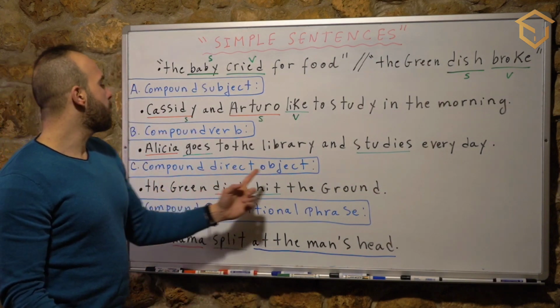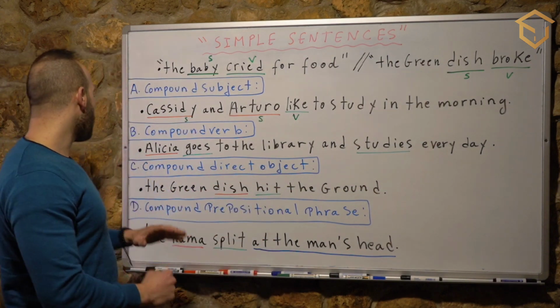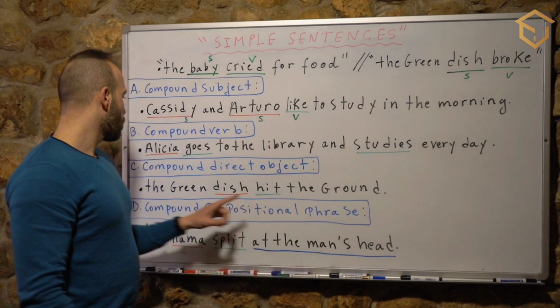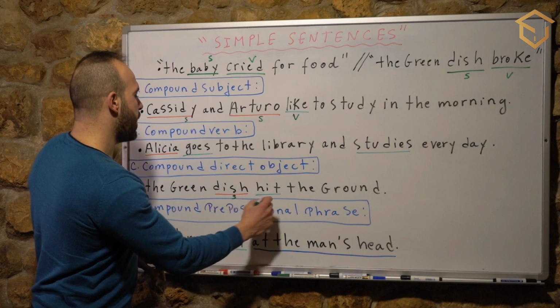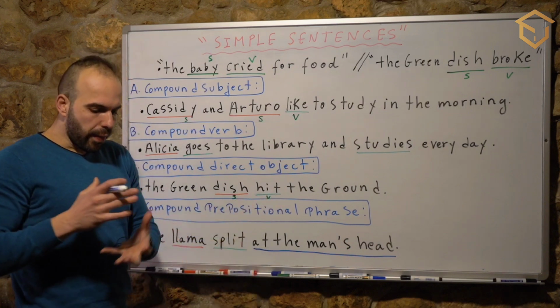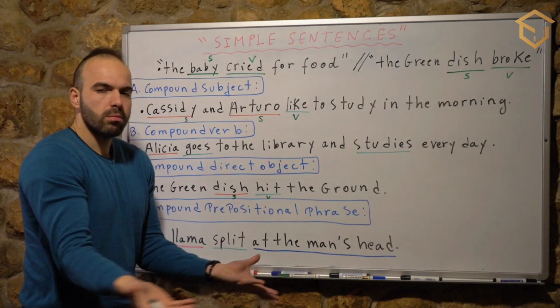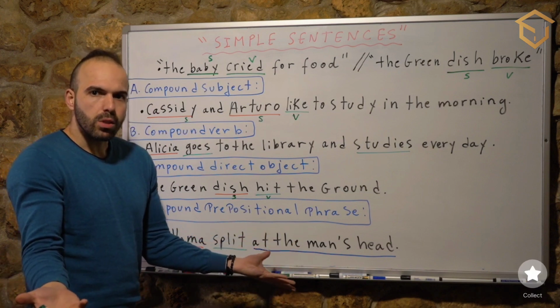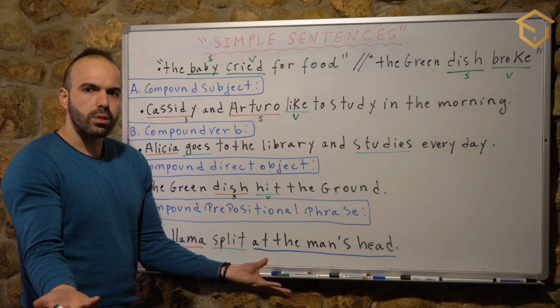Another type, which is compound direct object. For example, the green dish hit the ground. So dish is the subject and hit is the verb. So that green dish hit the ground. So it's a very simple thought. That's a simple sentence. We don't have more than one thought.